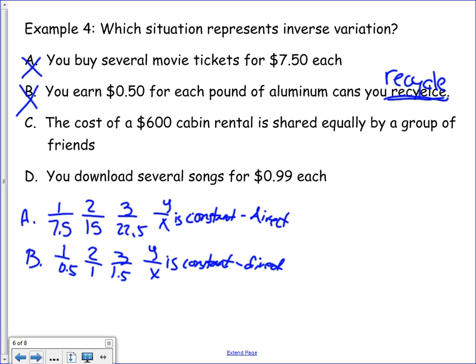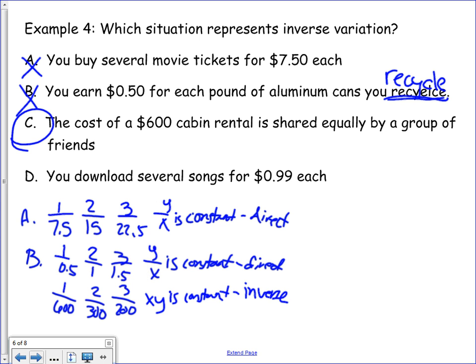How about C? The cost of a $600 cabin rental is shared equally by a group of friends. If one person shared it, they would be paying all $600. With 2 friends sharing equally, they would each pay $300. With 3 friends, they would each pay $200. In any case, the product, x times y, is a constant $600. So this would be an example of an inverse variation, which is all we need.